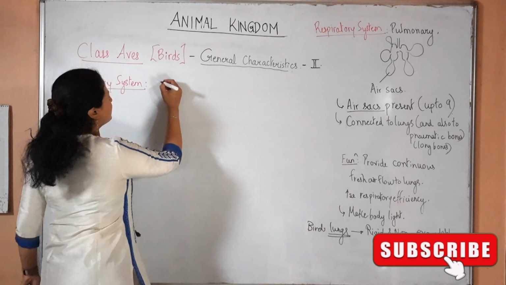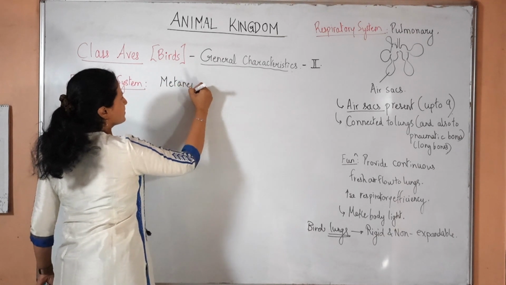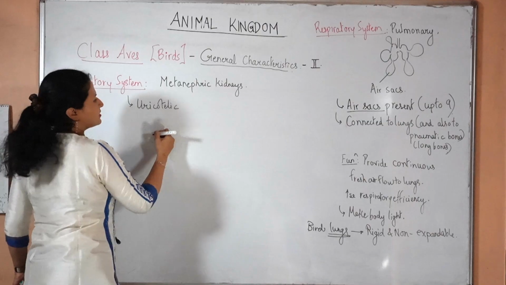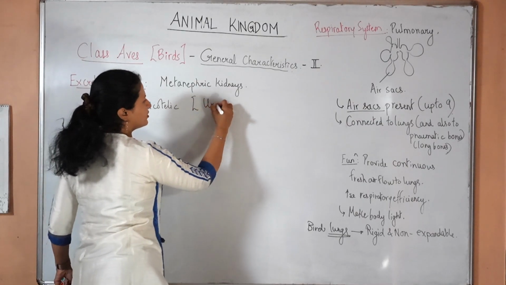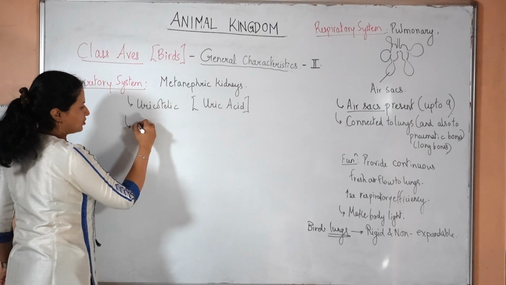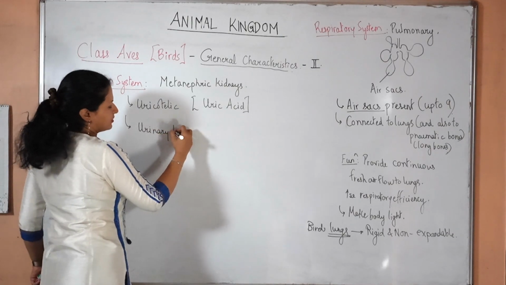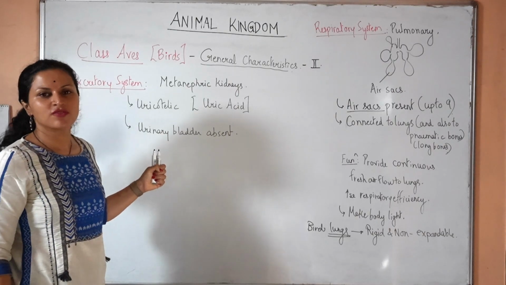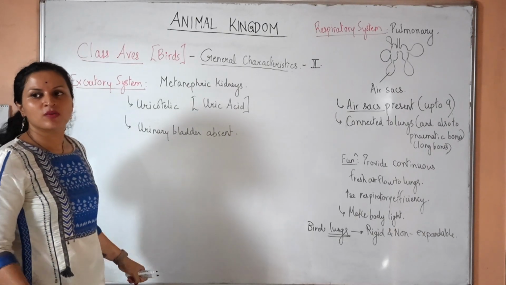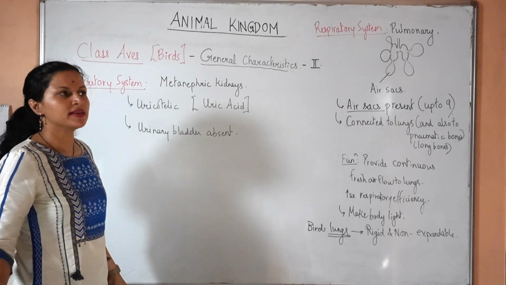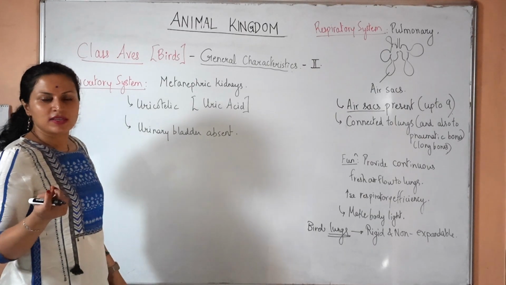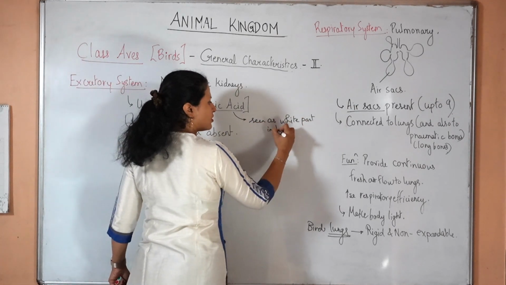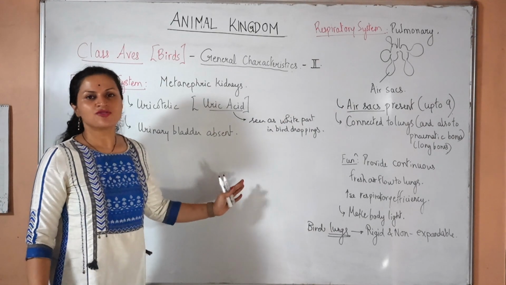Excretory system. The birds will have metanephric kidneys, the more advanced type of kidneys, and they are said to be uricotelic. That is, their excretory waste is uric acid. They do not have a urinary bladder. Urinary bladder is absent, and these mechanisms are obviously to reduce the weight of the body, because uric acid does not require any mixing with water. It can be excreted out as it is. The white part in the bird droppings is the uric acid, and the urinary bladder is absent to reduce body weight.